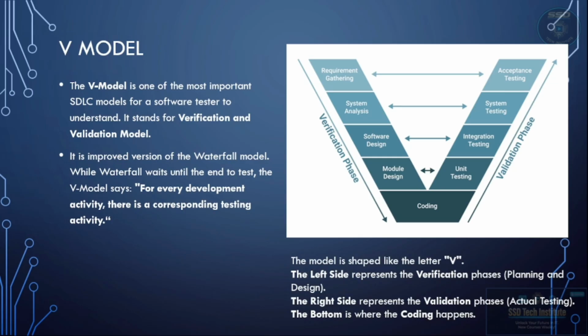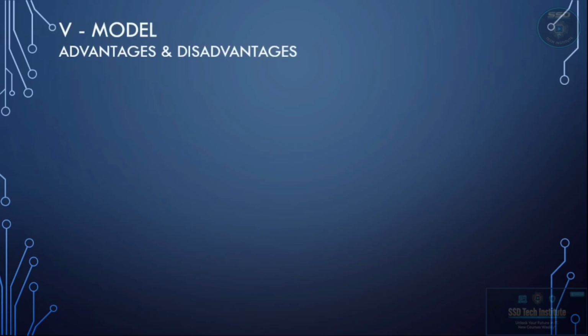As you can see on the screen, the V model is shaped just like the letter V. The left side represents the verification phase, where we focus on planning and design. The right side represents the validation phase, where the actual execution of our tests starts. And right at the bottom, that's where the actual coding happens. Like any other model, the V model also has its strengths and weaknesses. Now let's look at why a company would or wouldn't choose to use it.